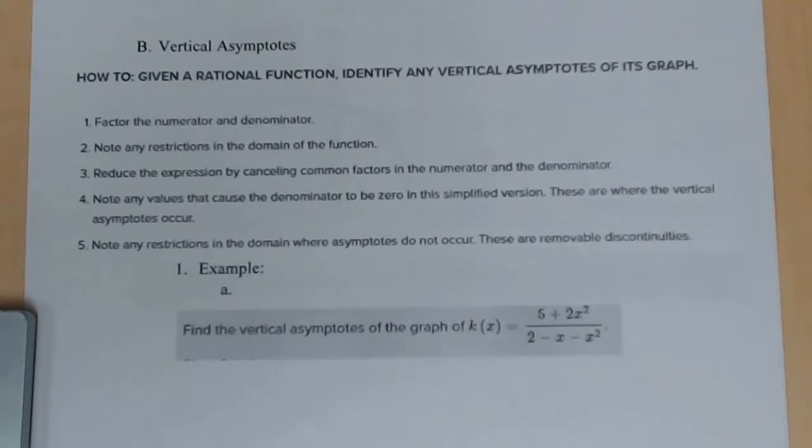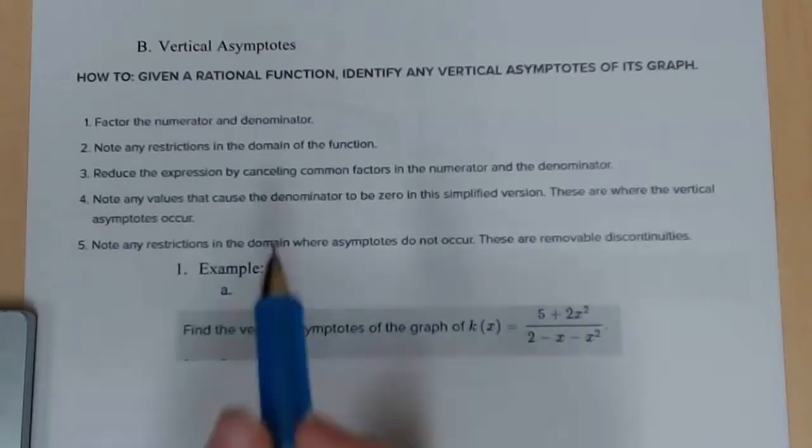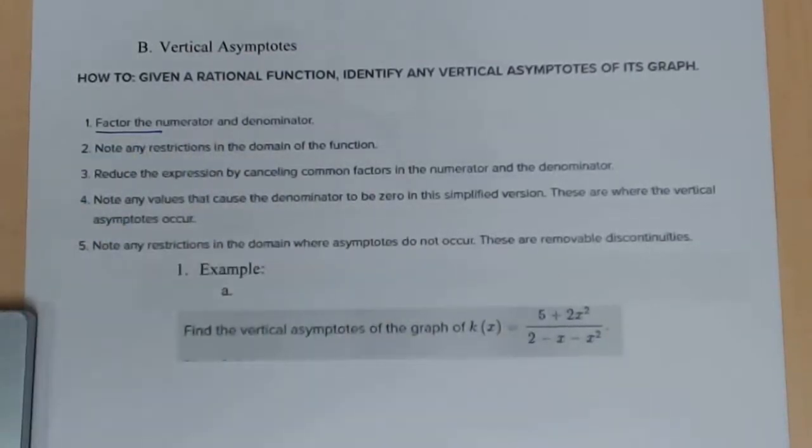And so you can see we have a how-to: how to, given a rational function, identify any vertical asymptotes of its graph. Well, 1, you're going to factor the numerator and denominator. You're going to factor it out into all its pieces. 2, note any restrictions in the domain of the function. 3, reduce the expression by canceling common factors.